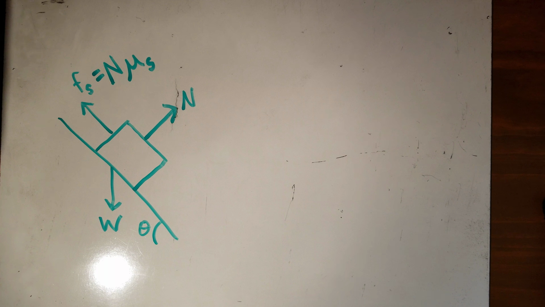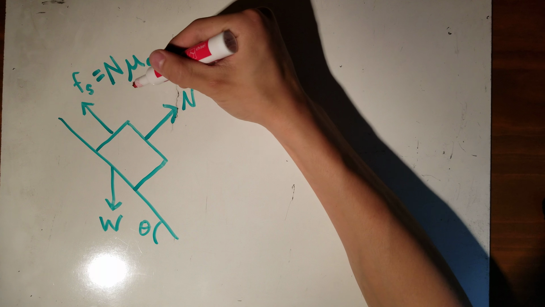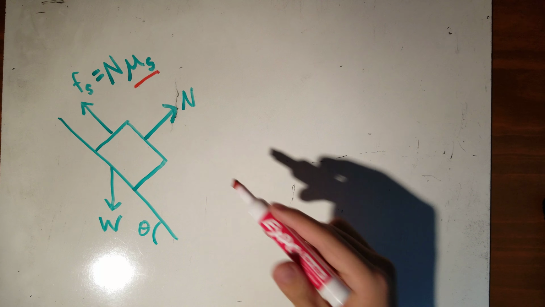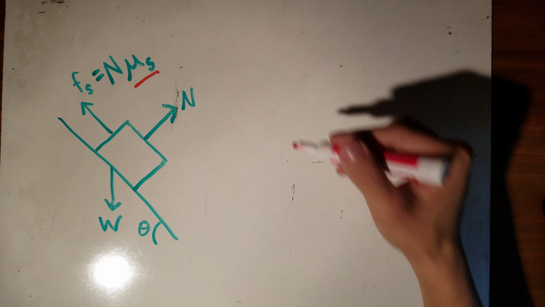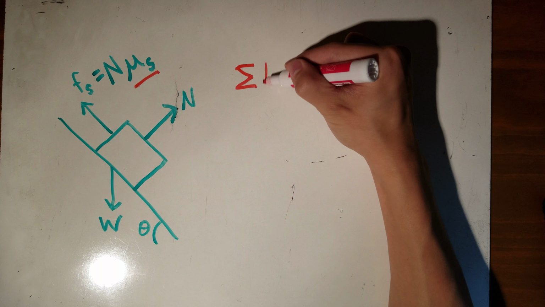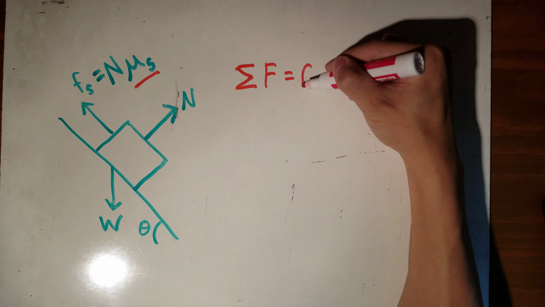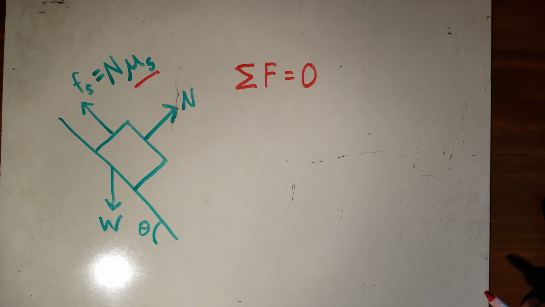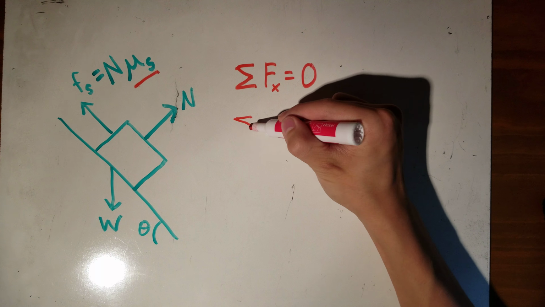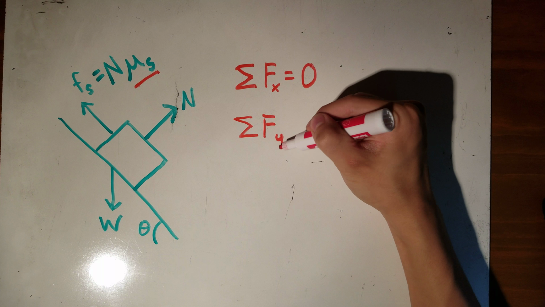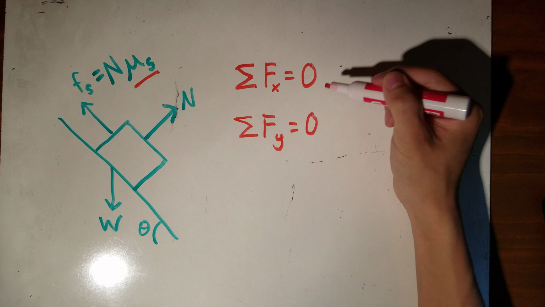So, with all this in mind, we're going to try and solve for mu of s in terms of all these other components here. So we know it's in equilibrium. This means, as I stated before, that the sum of the forces is going to be equal to 0. From here, we can also say that the sum of forces in the x direction and the sum of forces in the y direction are both going to be equal to 0.